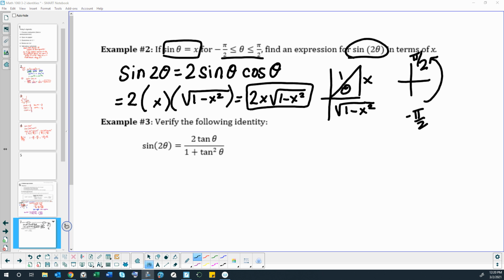All right, here, example number 2. If sine theta equals x for an angle in either quadrant 4 or quadrant 1, find an expression for sine of 2 theta in terms of x. So I drew a picture of my triangle, angle theta.